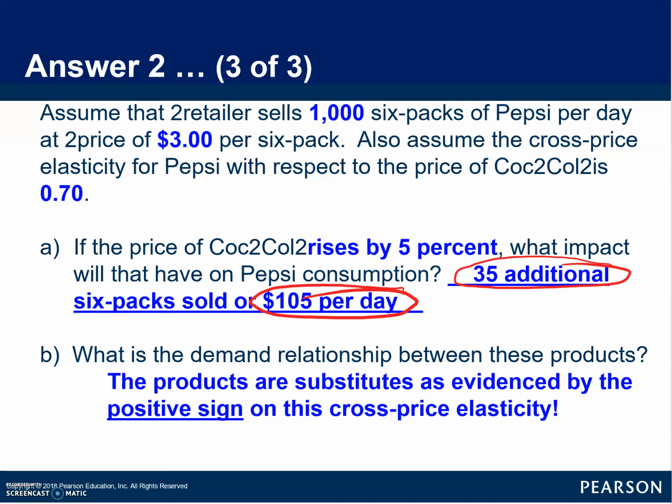Product demand relationship, we know that it's positive. So what does that tell us? It tells us that they're substitutes. Again, that number is a positive number. They are substitutes for one another.